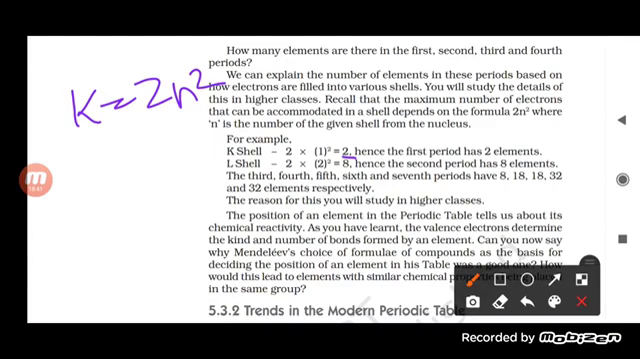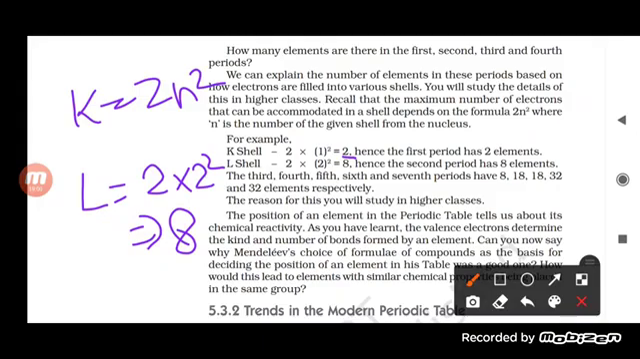Then the second one is the L shell, and the L shell is the second period. The second period consists of 8 electrons, because again putting the value here, 2 into 2 square, this is equal to 8. So the first period has 2 electrons, and the second period has 8 electrons.